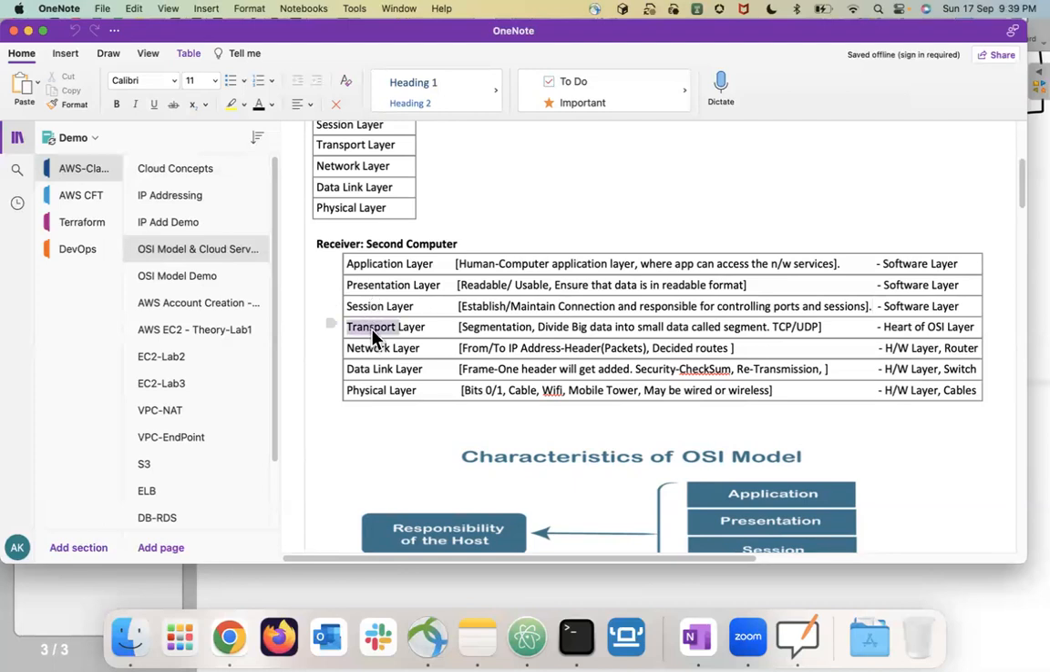Then there is the transport layer, with segmentation. It means the data will not go in one shot. It will divide the big data into small chunks and send them one by one. Then the network layer means the from and to IP address.